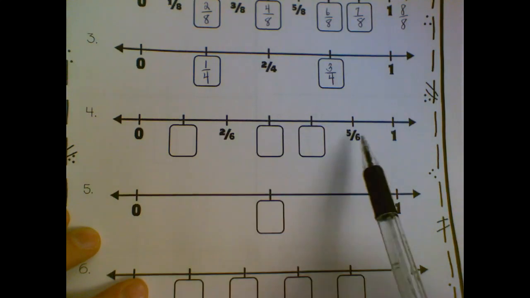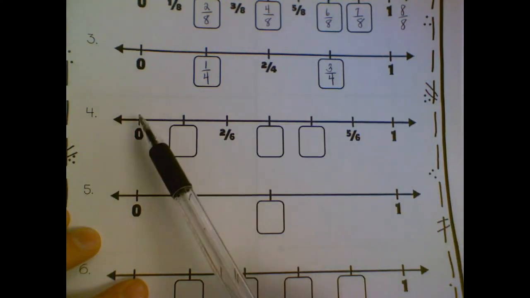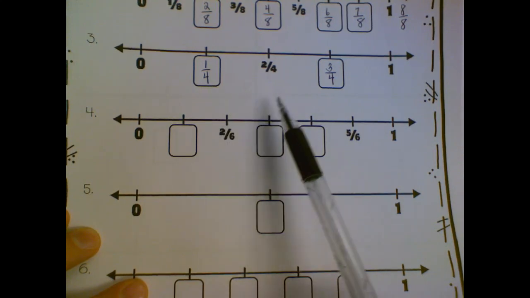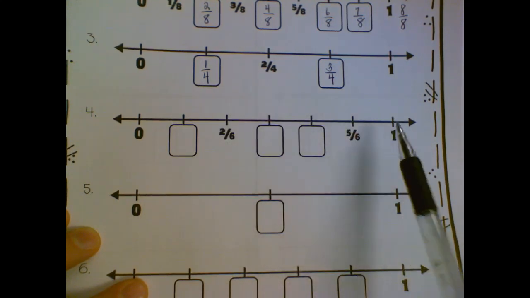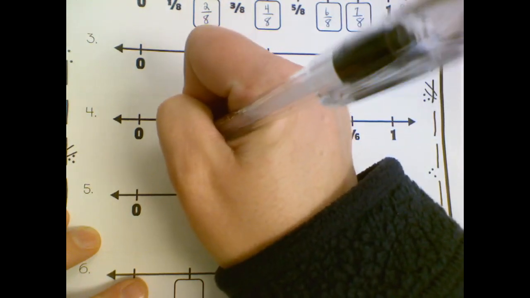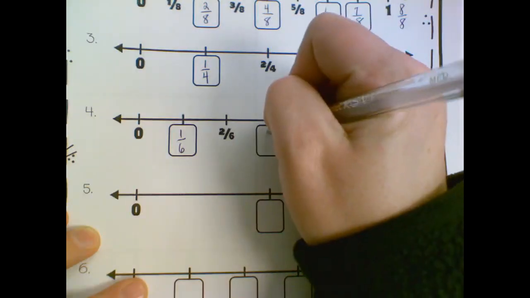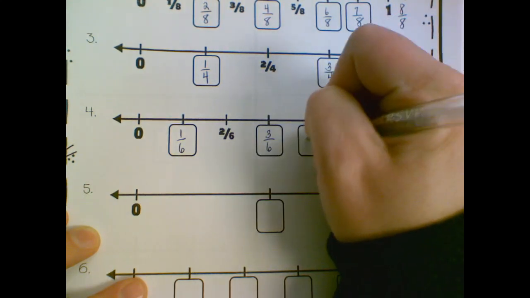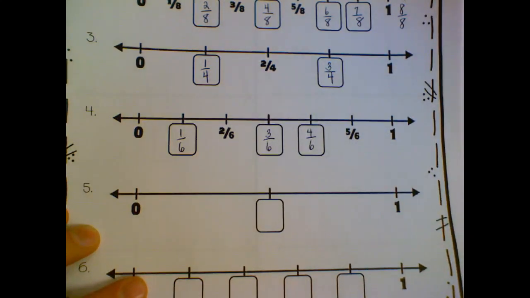All right, we see the denominator 6. Let's make sure it takes 6 jumps. 1, 2, 3, 4, 5, 6. Perfect. Let's fill in our fractions. 1/6, 3/6, 4/6, and then we're done for that one.